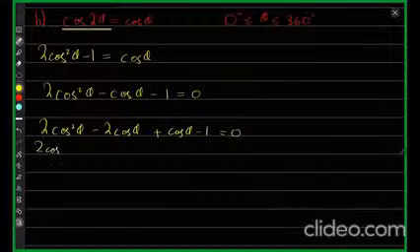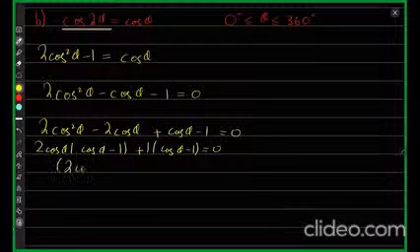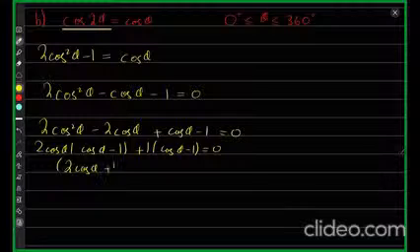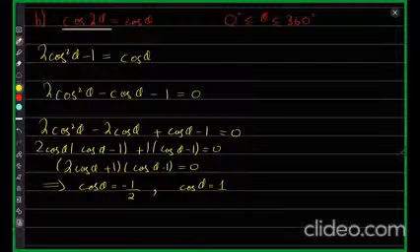So I can take 2 cos theta common. This would give me cos theta minus 1. Plus I can take 1 common, and this would give me cos theta minus 1 equals 0. And finally, the two factors are going to be 2 cos theta plus 1 into cos theta minus 1 equals 0. And this would give me cos theta equals minus 1 by 2 and cos theta equals 1. And now we need to talk about the quadrant stuff. So this is my first equation. This is the second equation.